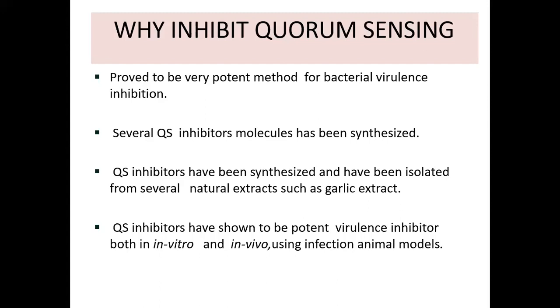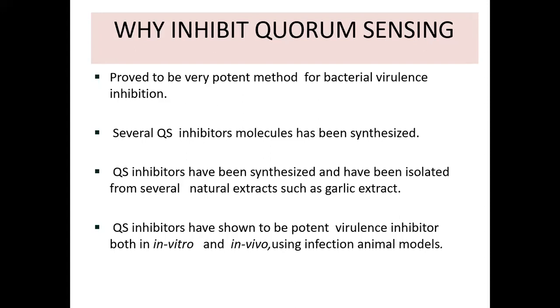So when you synthesize such molecules that can inhibit quorum sensing, whatever signals the bacteria are producing, it will inhibit them, right? It will inhibit, meaning bacteria will not grow anymore, it will not transcribe, right? So quorum sensing inhibition is very much required to stop the infection. So that is the alternative.